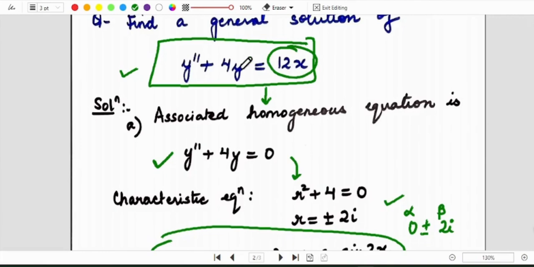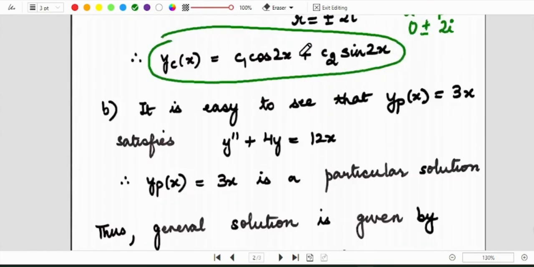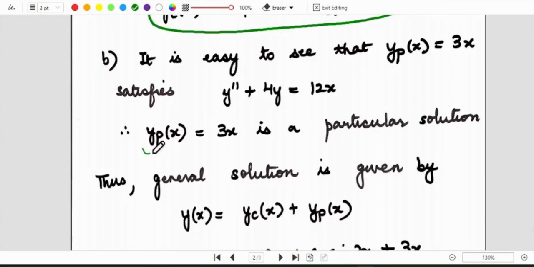So let's see, looking at this equation, you can see that if I put y as 3x, this will become 12x, and y double dash, if y is 3x, y dash will be 3 and y double dash will be 0. So 0 plus 12x equal to 12x. So that means y equal to 3x. Just an observation, looking at the equation, I can see that y equal to 3x is a particular solution. It is very much satisfying the given non-homogeneous equation.